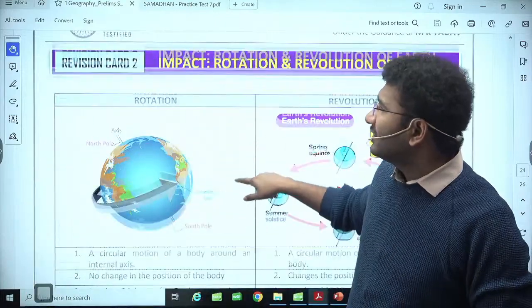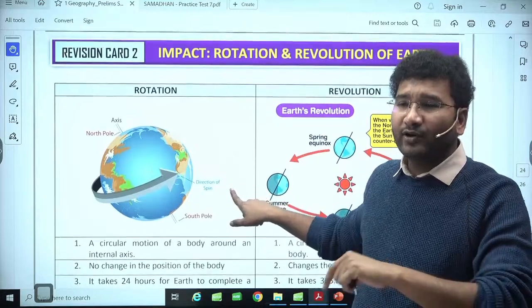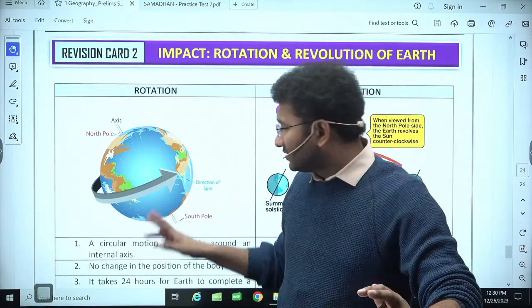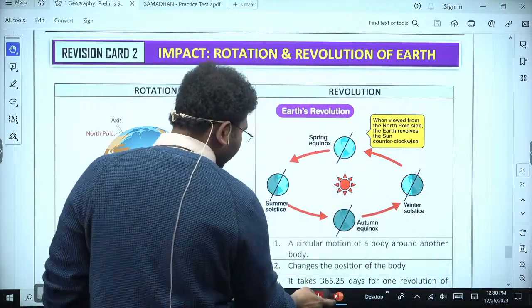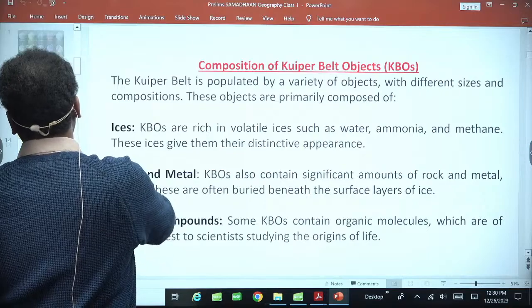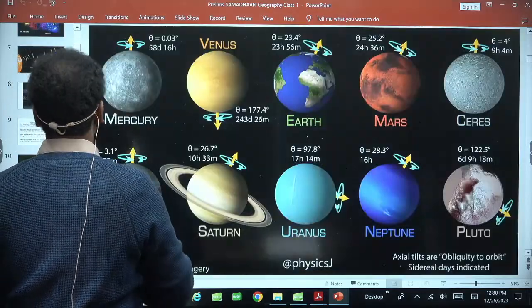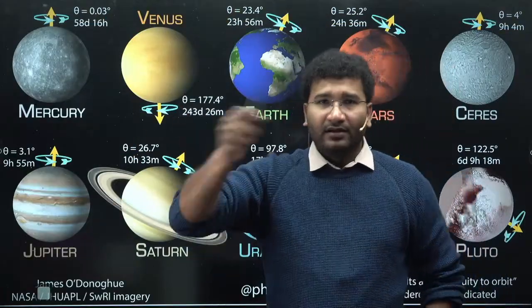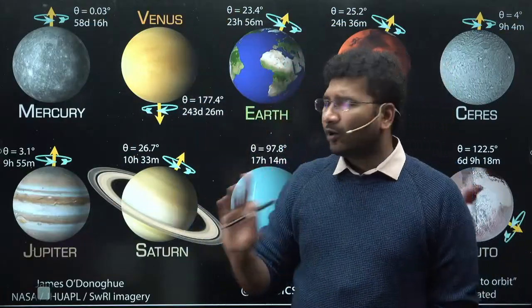So let us quickly go and try to understand the rotation and revolution of the Earth and what the direction of the rotation and revolution of the Earth is. See here, initially when the Earth formation took place, Earth was initially a hot body. Every celestial body which is present in space is a hot body.